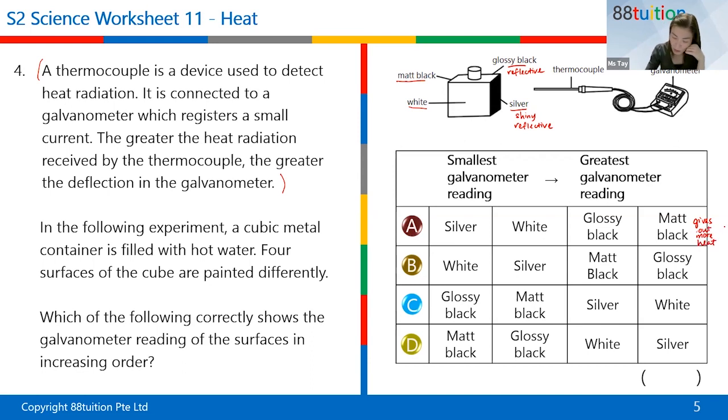So Sneha, you understood that the deflection actually tells you whether it's a bigger reading or smaller reading, right? So when it's a smaller deflection, the reading is a lot smaller. When the deflection is the most, that means the reading on the galvanometer shows the highest current. Now, in this case, silver being reflective, it will actually give out the least heat.